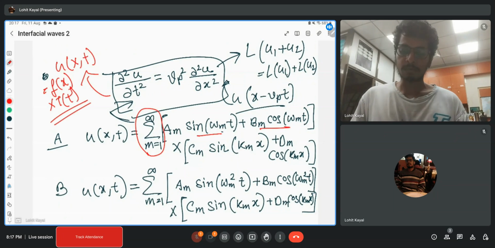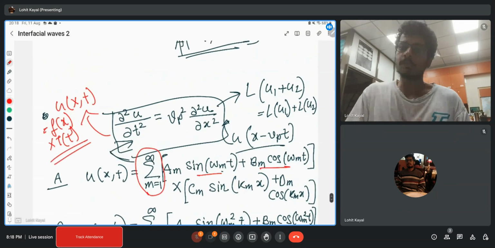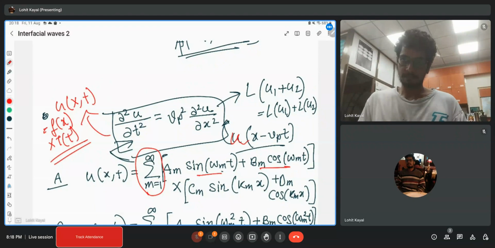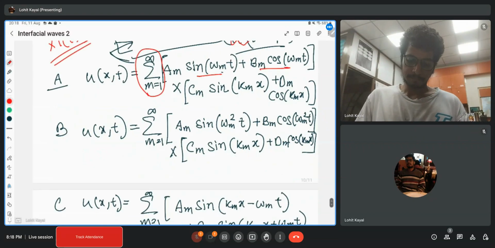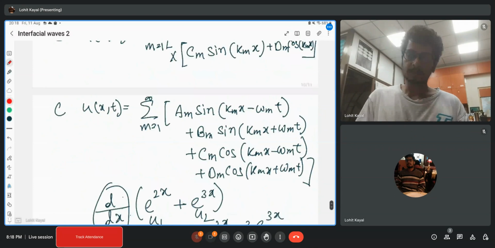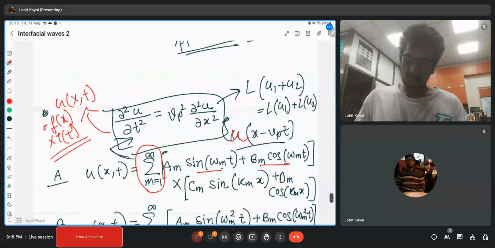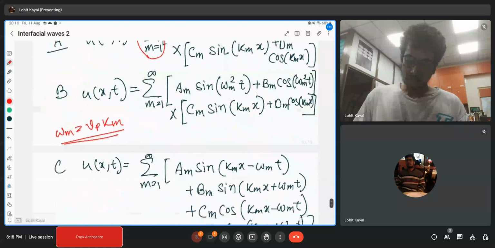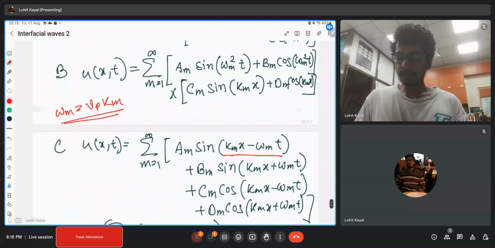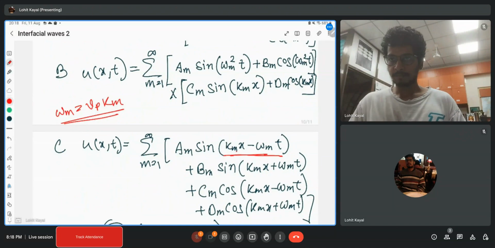So we know that in the last lecture we discussed that if this is a wave equation, any equation of this kind will have a solution u of x minus vp t, right? And here we have defined omega m equal to vp km. Then we have defined some parameter. So we can see that this equation has a form like this.